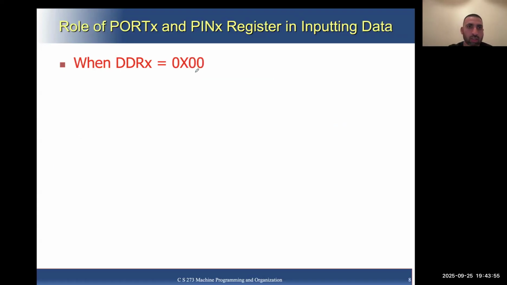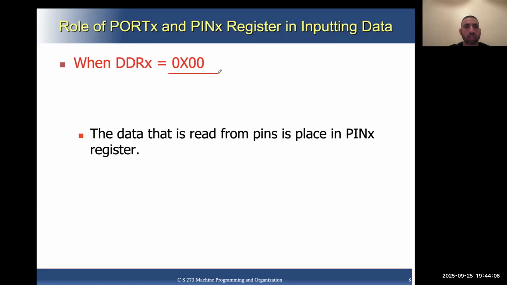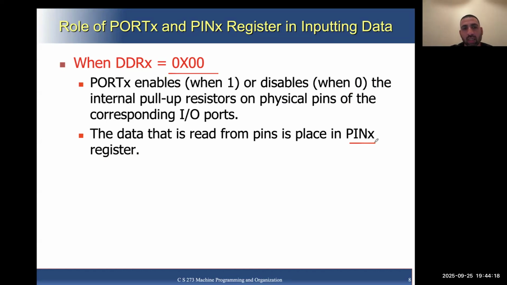Okay, so what is the role of your port X and pin X register in inputting the data? This is the case when you set the data direction register of a port to all zeros. The first thing is that the data that is read from the physical pins is placed in the PIN X register, for example the PINB register. This is the role of your PIN X register.